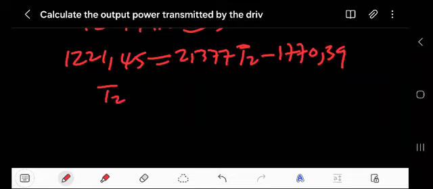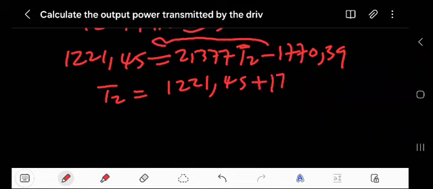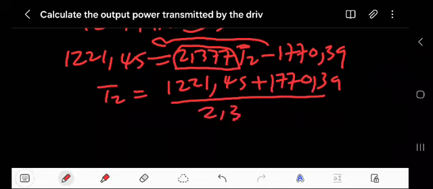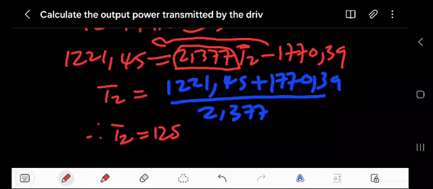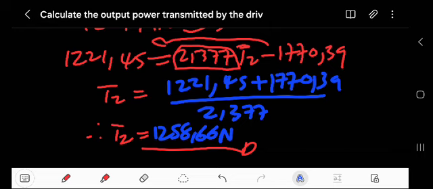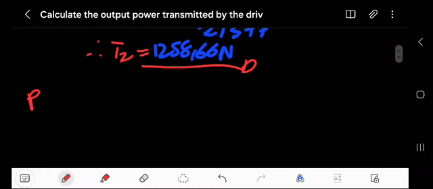Then you're supposed to make T2 the subject. T2, if you make T2 the subject, will be 1221.45 plus, you take this to the other side, 1770.39. Then you divide by this guy, 2.377. Then yeah. This is T2. We want the power using the formula that we're used to.